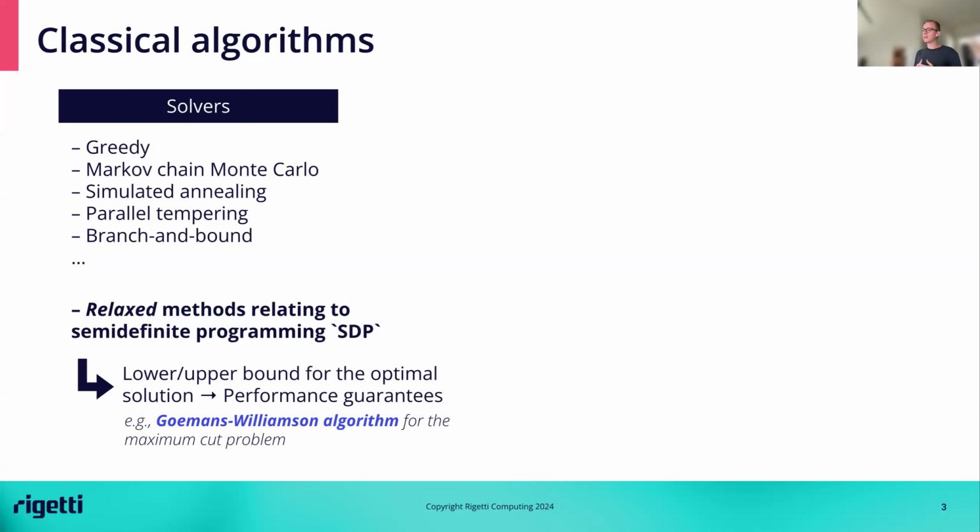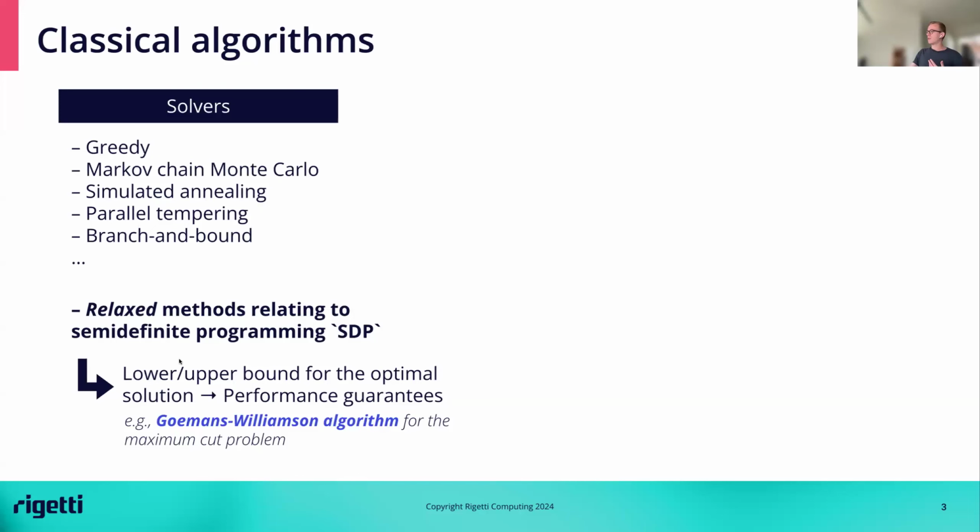So relaxed methods often relate to semi-definite programming solvers. And usually those solvers are able to provide a lower or upper bound for the optimal solution. And as such, they provide performance guarantees on the quality of a solution. A famous example is the Goemans-Williamson algorithm for solving the maximum cut problem. And it mathematically guarantees to find a solution which is 88% close to the optimal one.